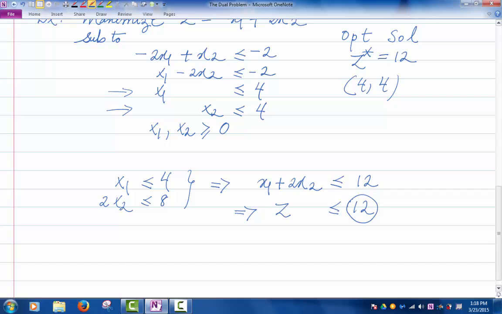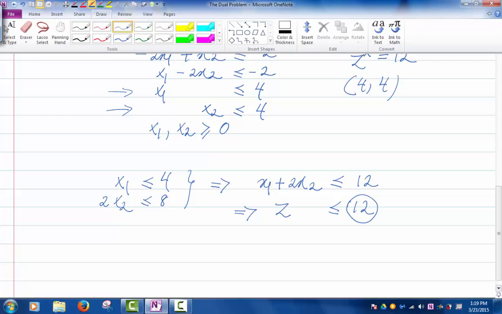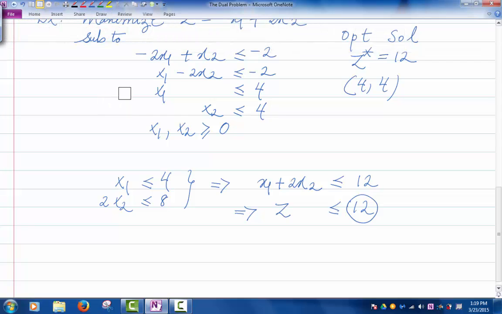Is that the only way? Can anyone else think about some other ways? Can you get an upper bound for z in another way? Any other way of getting an upper bound?